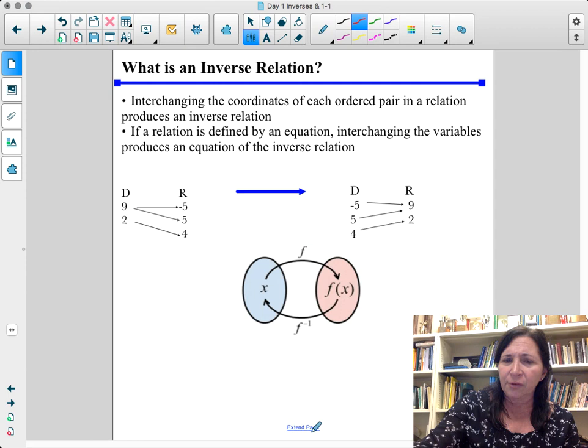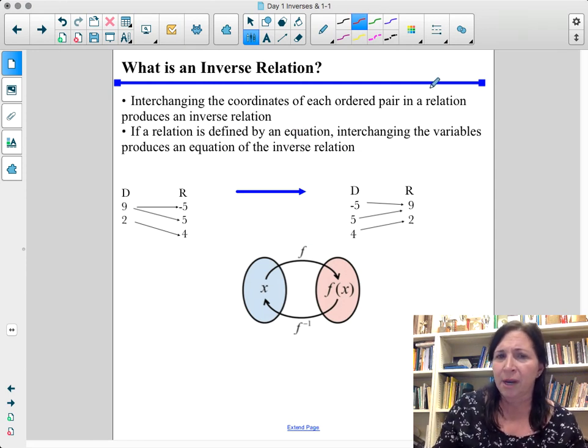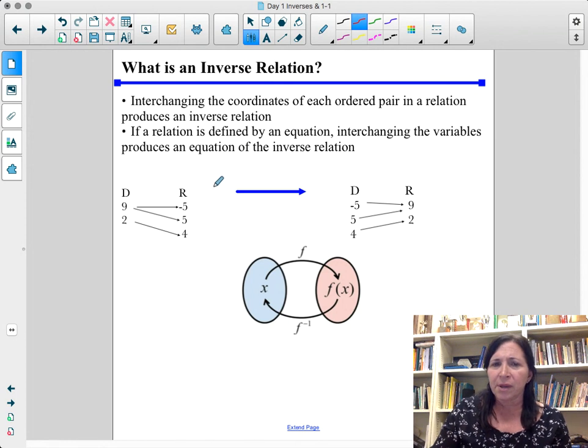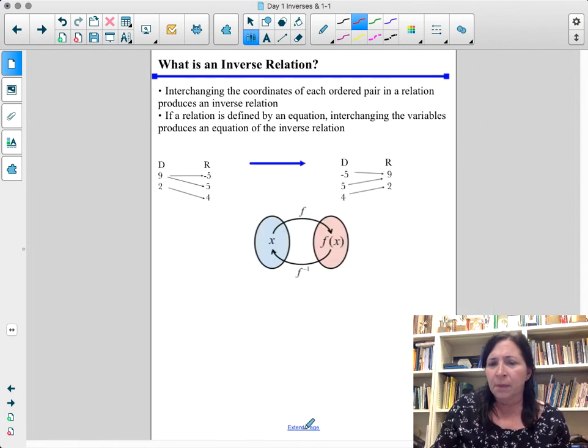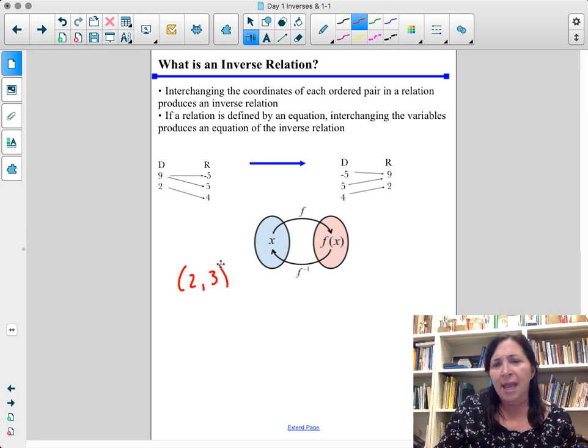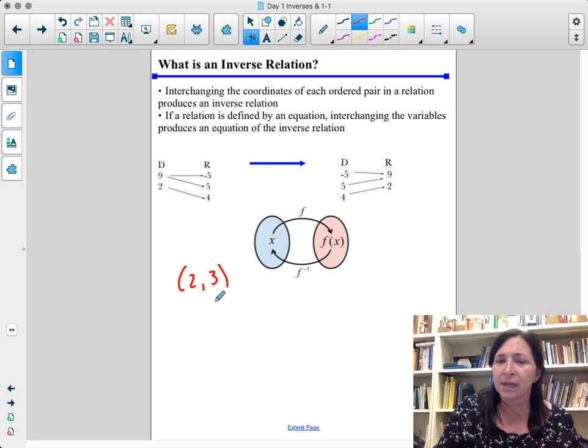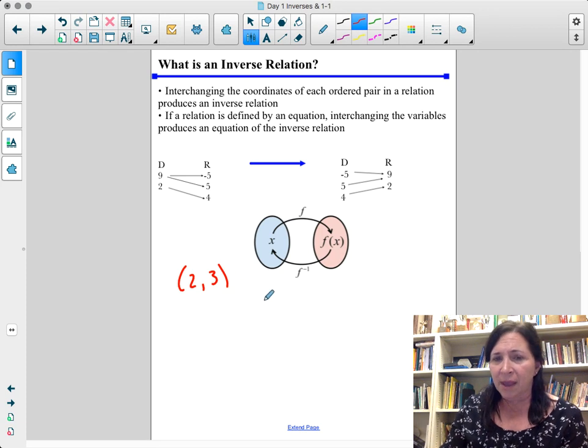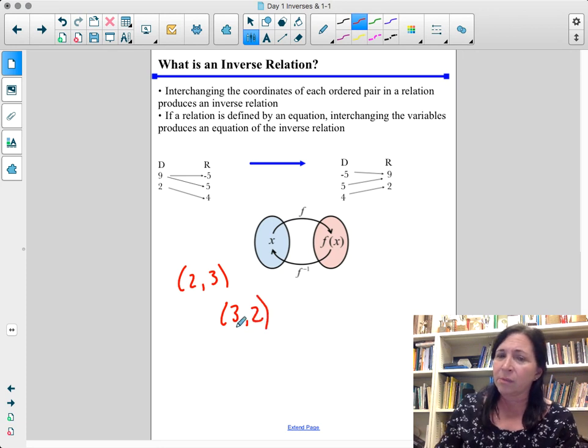Now, an inverse relation is interchanging the coordinates of each ordered pair in a relation. So basically, if I have a point, let's say I have the point (2, 3), and I asked you for the inverse of that, all I'm asking you to do is to flip your x and your y values. And so now my point is going to be (3, 2).